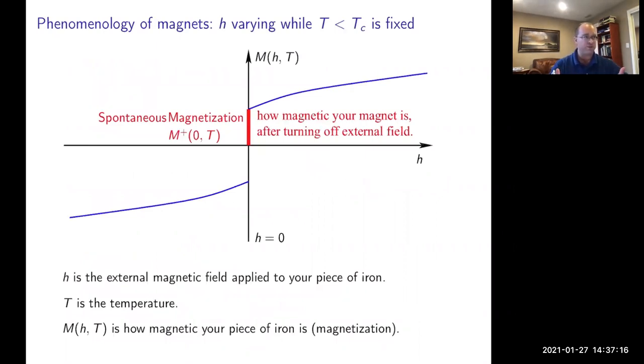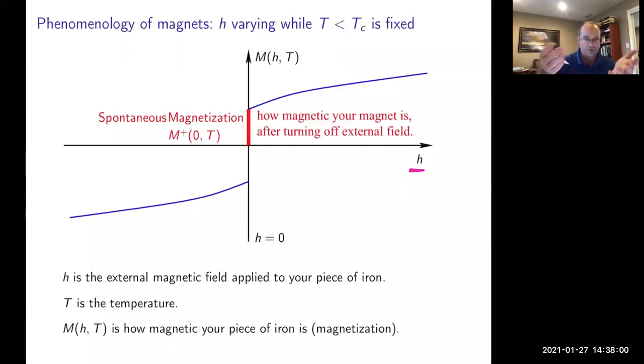And these are the pictures you see in every introductory course on physics, these kind of graphs. Here, capital T is the temperature, and there is some kind of critical temperature, T sub C. If the temperature is below T sub C, and you look at how magnetic your chunk of iron is, that's some sense of how well aligned the spins are, you can measure this. And if you vary the external magnetic field H, you'll see that the magnetization, how magnetic your material is, undergoes this kind of jump.